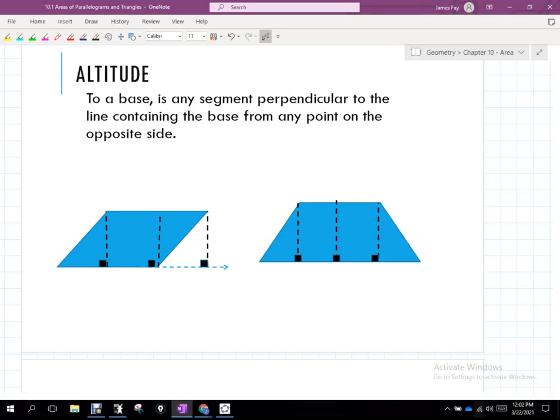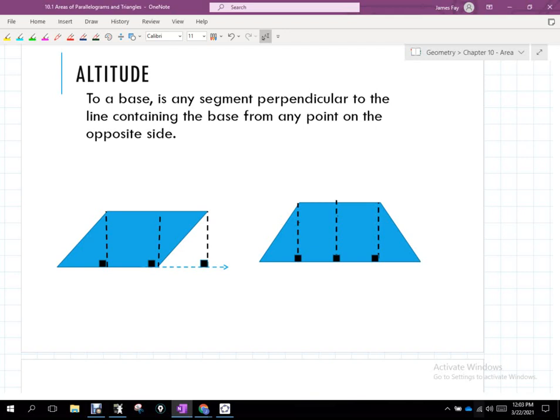It's the same idea. An altitude to a base is any segment perpendicular to the line containing the base from any point on the opposite side. So basically what you're going to do is find opposite sides. You're going to choose a point on one of those opposite sides, and you're going to then draw a segment that is perpendicular to the opposite side. That segment is then classified as the altitude.